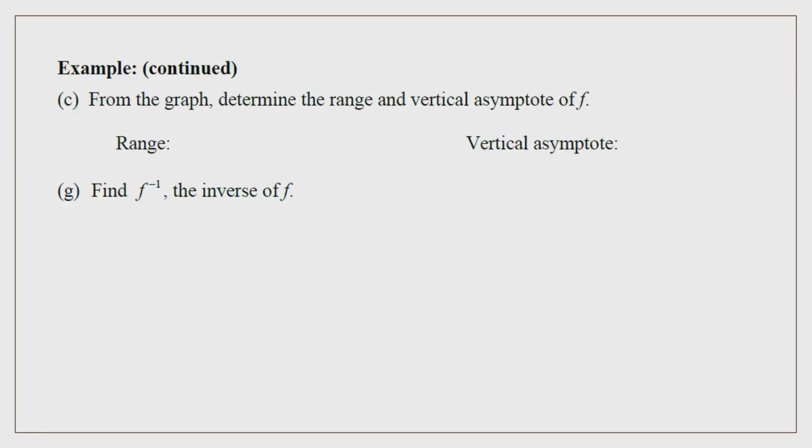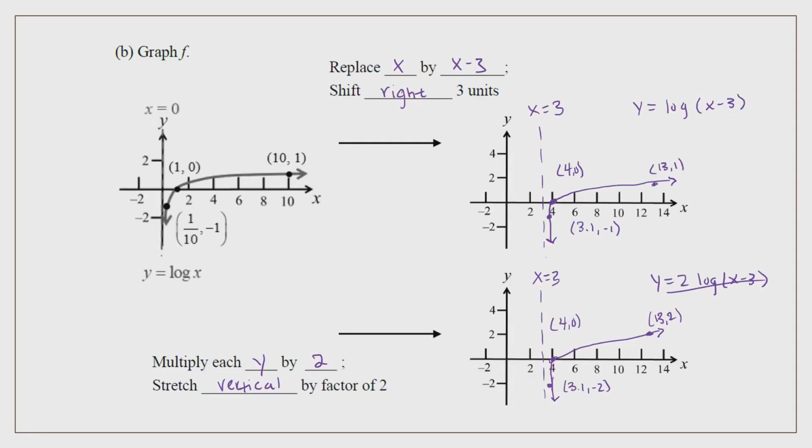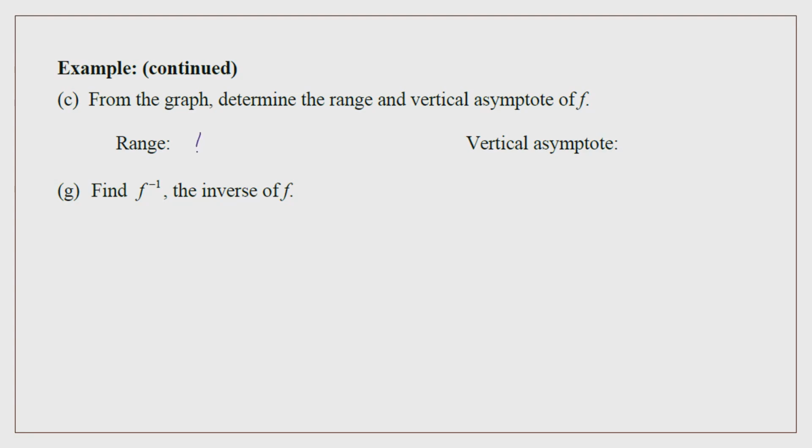Okay. So from the graph, we can now determine the range. If we look here, our range is going to be all real numbers. So that's going to be from negative infinity to infinity. And our vertical asymptote is x equals 3. So if we want to find the inverse function, we first will set our original function f of x to y. So that's 2 log of x minus 3.